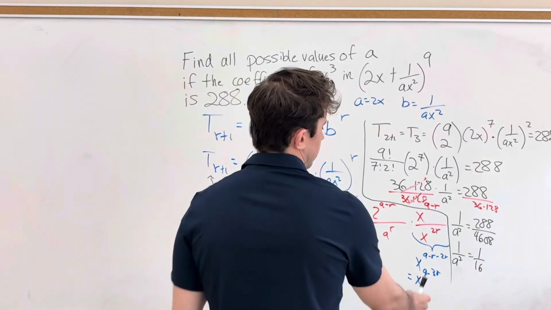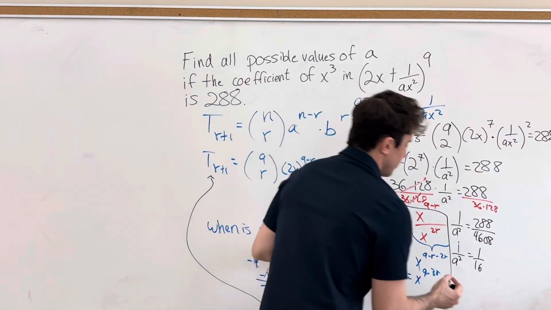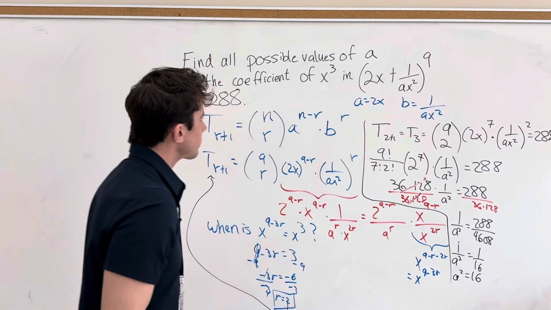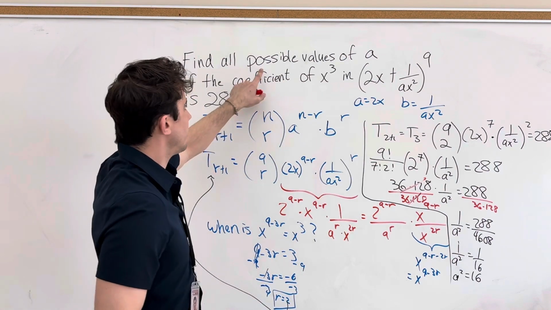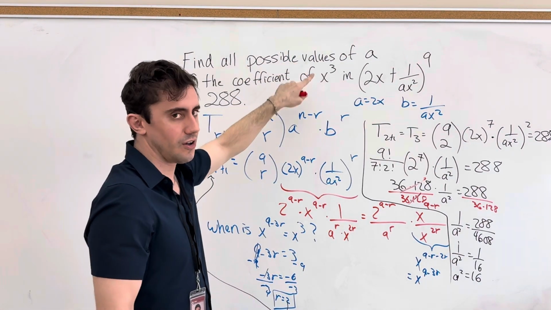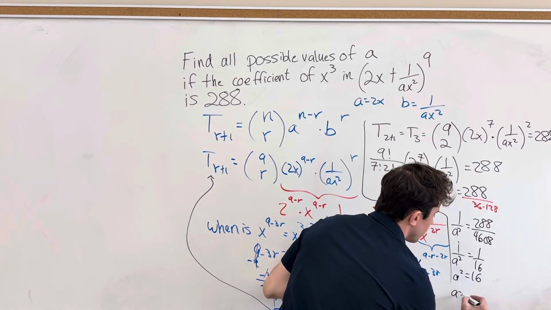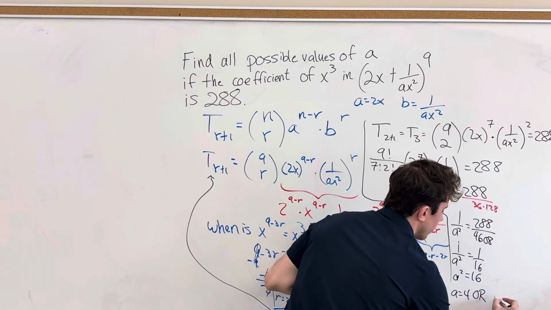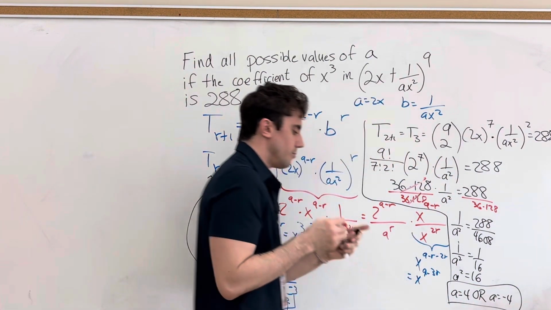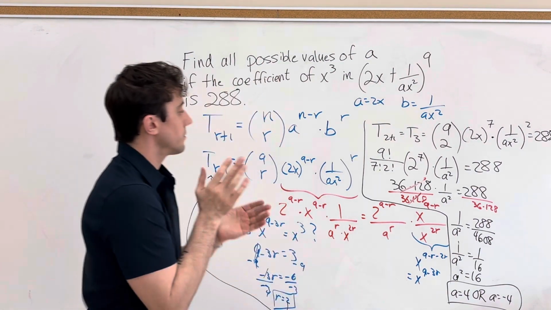And now, if 1 over a squared is equal to 1 over 16, then we know the reciprocals are also true, and so that means that a squared is equal to positive 16, and that would mean, hence why they ask us to find all possible values, if a squared is equal to 16, then we get a is equal to positive 4 or a equals negative 4, both being perfectly viable solutions. And so there we go.